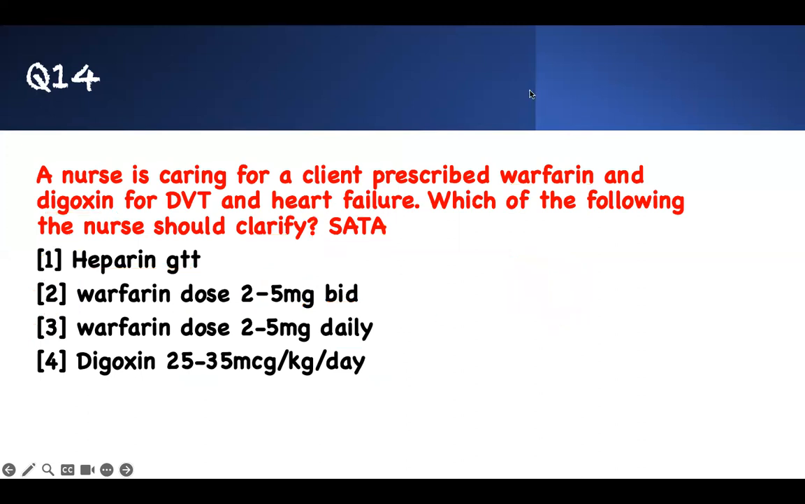So once again, what he's asking is which one needs clarification. This does not need clarification. This does not need clarification. This one is the dose in weight per kilo, and this is the daily dose. It depends. You can get 3 milligrams, 2 milligrams, 5 milligrams daily, and it's usually taken at night. Okay.